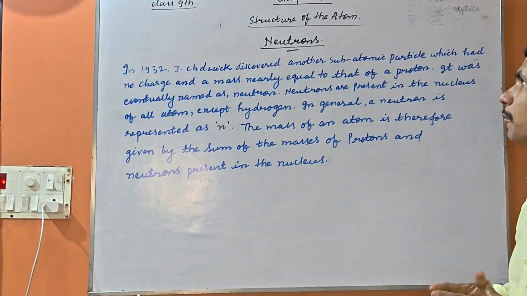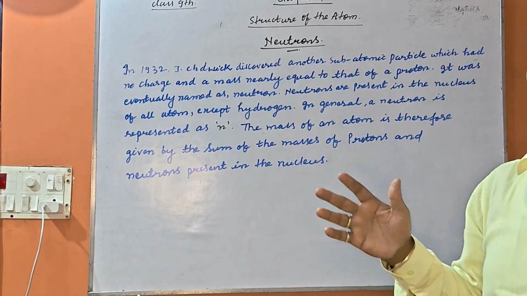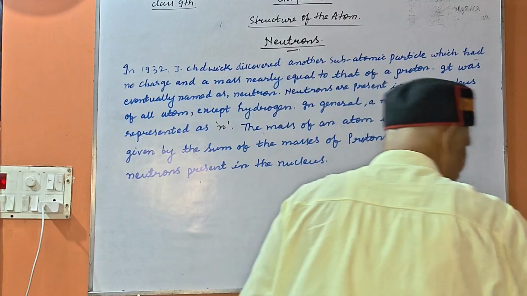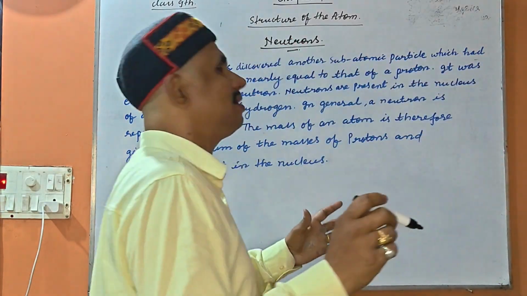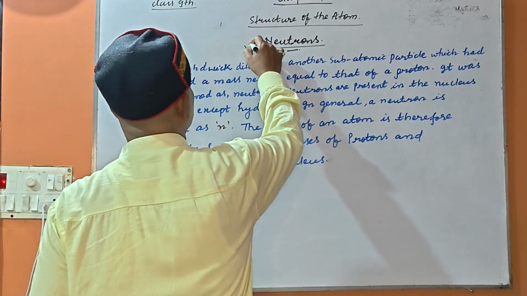This is chapter number 4, Structure of the Atom, and this is the class of chemistry, class 9. Today we are discussing a new topic, that is the neutron.